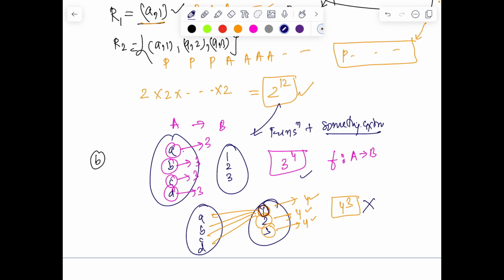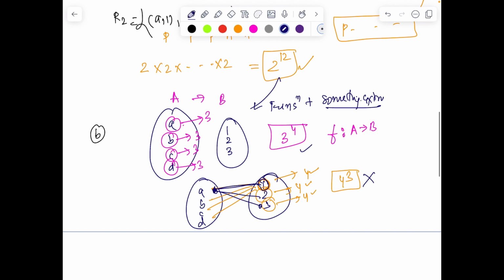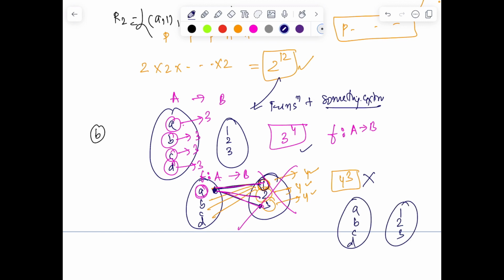Okay, so it's very simple. Suppose there is one case when 1 is going to a, b, c, d. Let's say 1 is going to a, 2 is also going to a, and 3 is also going to a. So in this case the function will not be formed at all, because our function should be defined from a to b. So when I am defining from a to b, and input a is having 3 outputs, 1, 2, 3, in that case it is violating the definition of function.